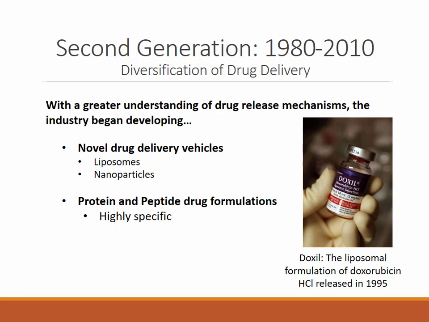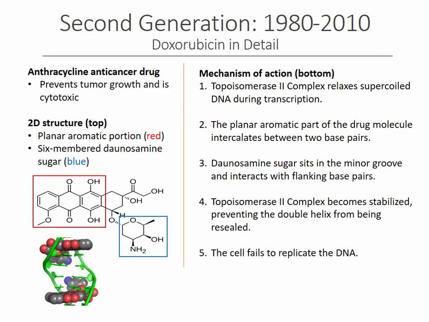I have a picture up here of Doxil. This is a liposomal formulation of the chemotherapy drug Doxorubicin hydrochloride, and this formulation of it was released in 1995. So let's talk about why they wanted to reformulate that. We're going to start with a little breakdown of Doxorubicin.